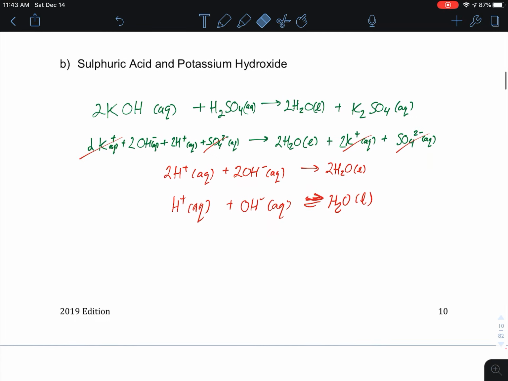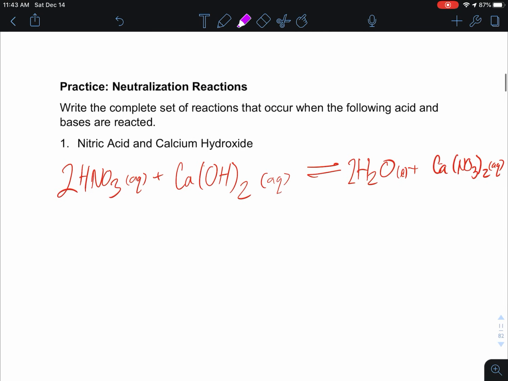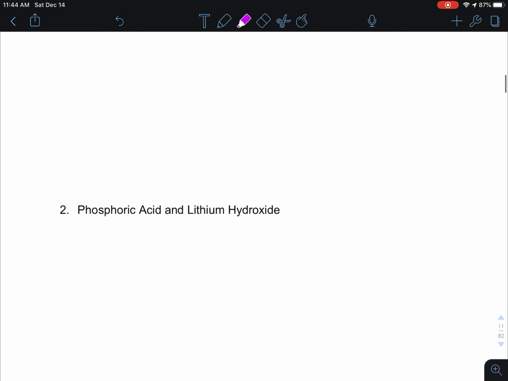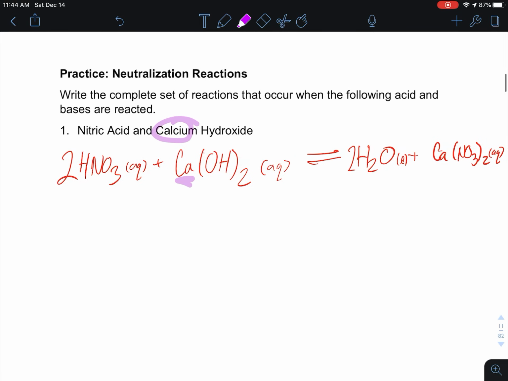So here's sulfuric acid and potassium hydroxide, similar process. We have the issue that the sulfuric acid has an H2, so we have to worry about that. And then we have some practice. So I'll just point out that this first practice question is calcium hydroxide. Calcium has a 2+ charge, so it is a dihydroxide base. And I'll leave it there for you to try.